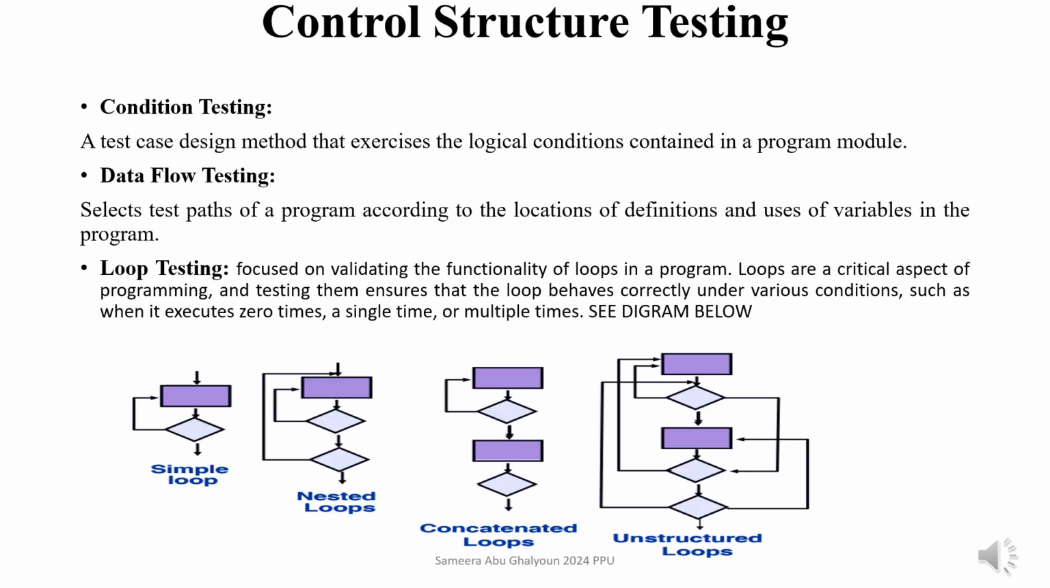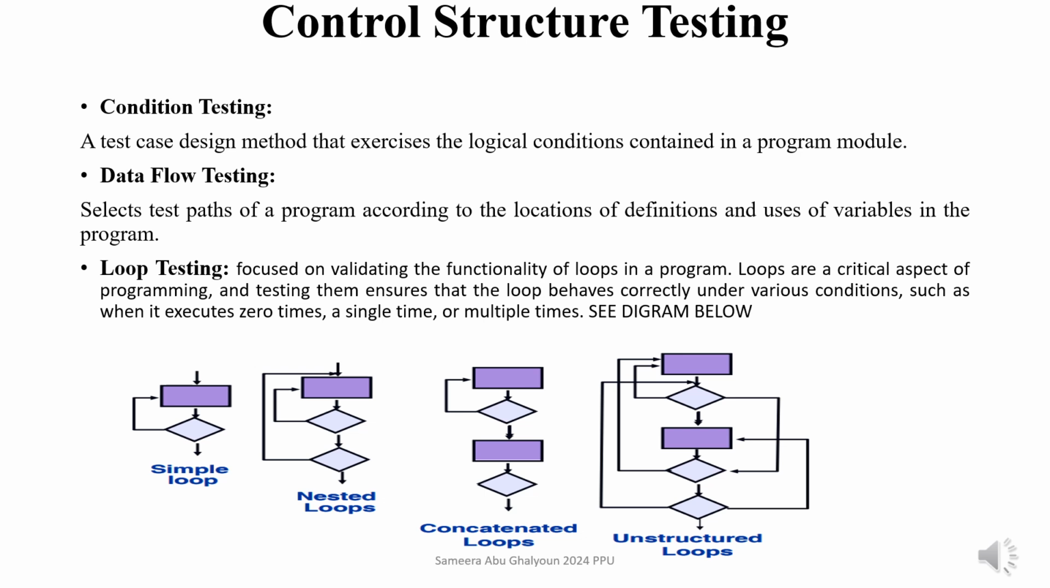Control structure testing. One, condition testing, a test case design method that exercises the logical conditions contained in a program module. Two, data flow testing selects test paths of a program according to the locations of definitions and uses of variables in the program. Loop testing is focused on validating the functionality of loops in a program.